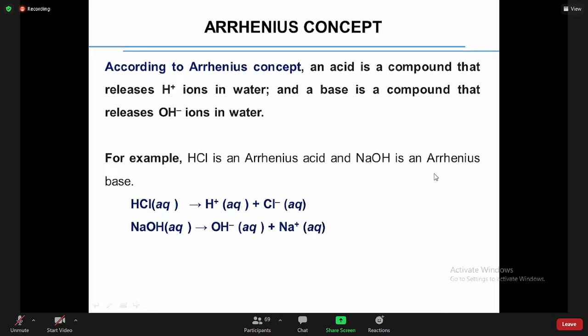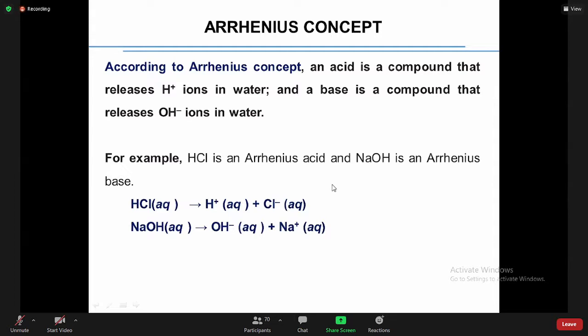According to the Arrhenius concept, any compound donating H plus will be an acid, and donating OH minus will be a base. Is it complete? In water. In aqueous solution, sir. In aqueous solution or water? What is the difference between aqueous solution and water?